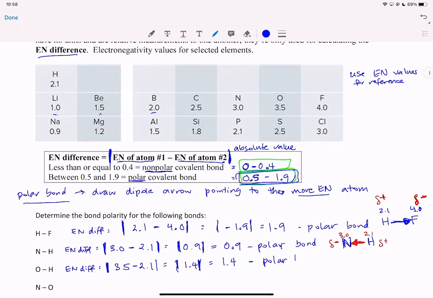A polar bond means that the electrons are not equally shared. So the electrons in this bond will spend more time on the more electronegative atom, and the higher value is that 3.5, the oxygen value. So this you can draw as an arrow pointing towards the oxygen, which means oxygen has the partial negative and hydrogen has the partial positive.